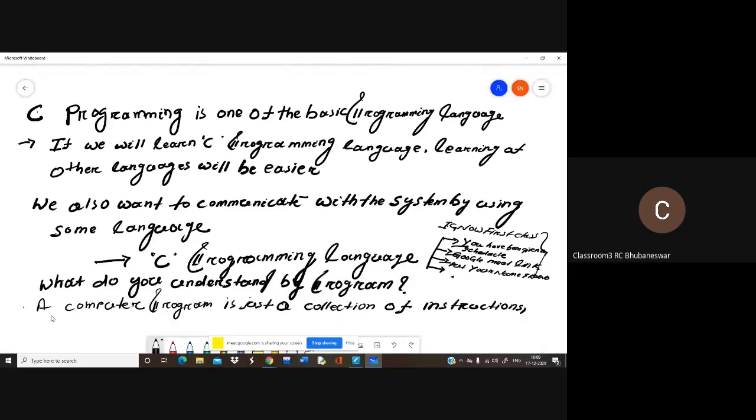Similarly, a computer program is just a collection of instructions.